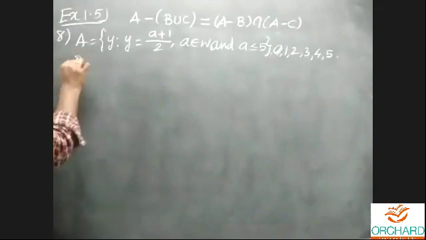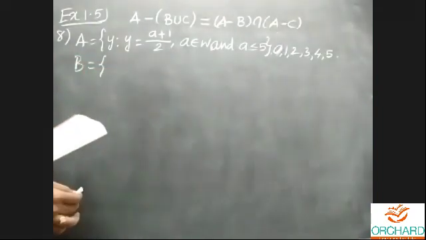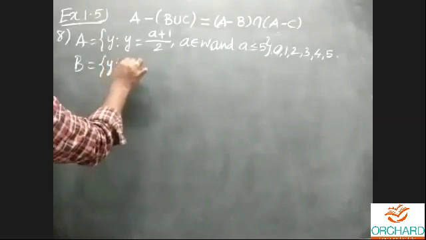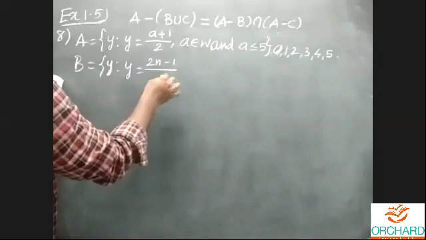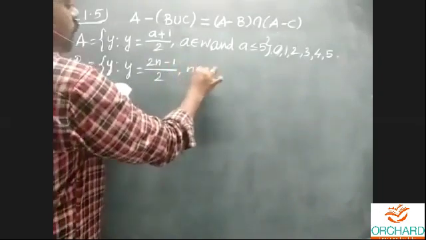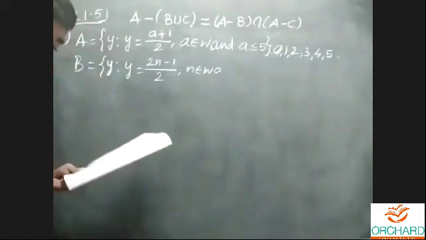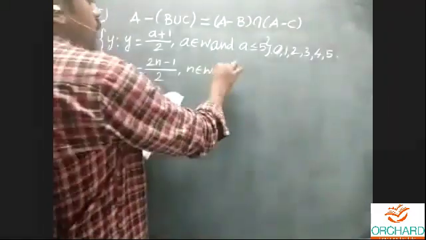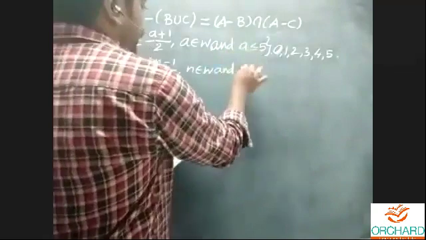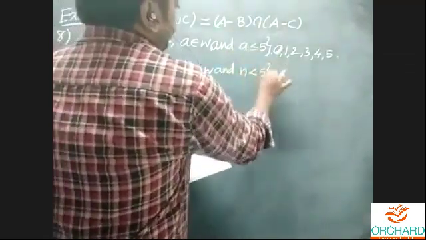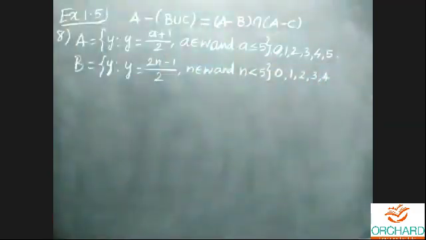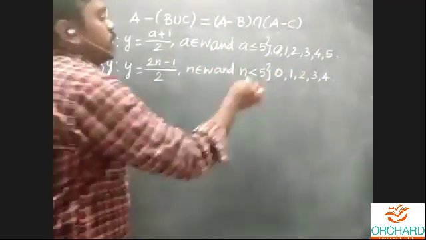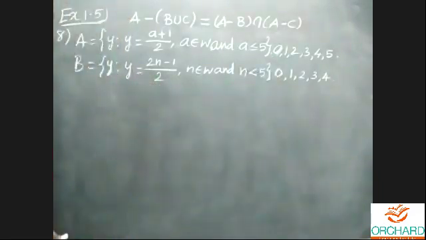Next, set B. They will define set B as Y such that Y is equal to (2n minus 1) by 2, and n belongs to W. And what about that n? N is less than 5, so 0, 1, 2, 3 till 4. Because it is less than 5; with less than or equal to you can include the number, otherwise you skip the number. Before 5, you can choose 0 to 4.